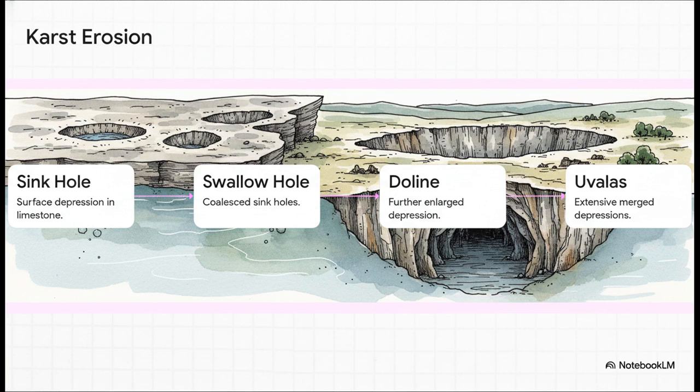And let's walk through how this builds, because this slow chemical dissolution actually creates some massive dramatic collapses up on the surface. It starts really small, with a simple surface depression called a sinkhole. Over time, as more of that rock dissolves, multiple sinkholes coalesce into a much larger, more dangerous swallow hole. The chemical erosion just keeps eating away at the rock, widening the gap into an even larger doline. And ultimately, these can merge into massive, extensive depressions known as uvalas, quite literally swallowing entire valleys into the subterranean world.